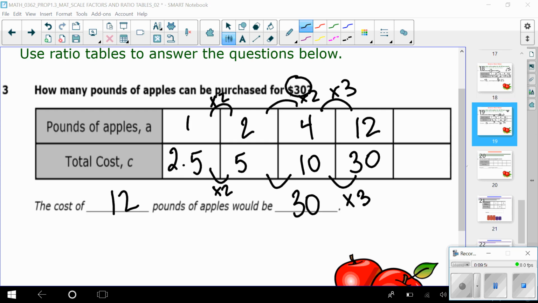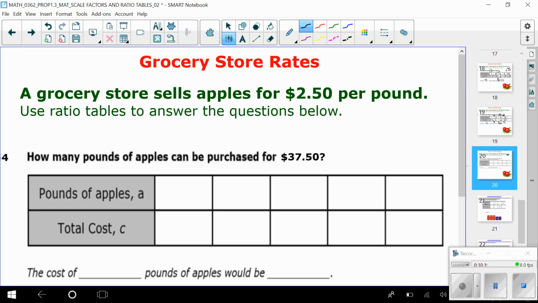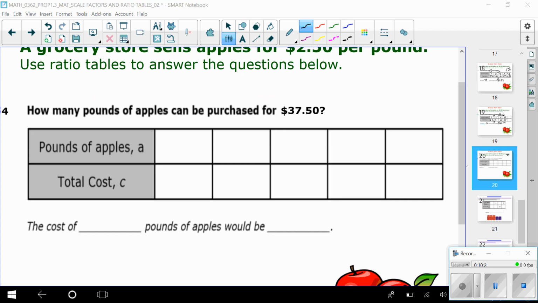Okay, so here is the answer to the next one. Notice I did a between scale factor to get up to 10. And I knew I was looking for $30. So I did 10 times 3 is 30. And because they're equivalent ratios, I used the same scale factor to get me 4 times 3, which is 12. So the cost of 12 pounds of apples would be $30. Okay? Now try this next one, the last one on this page by yourself.